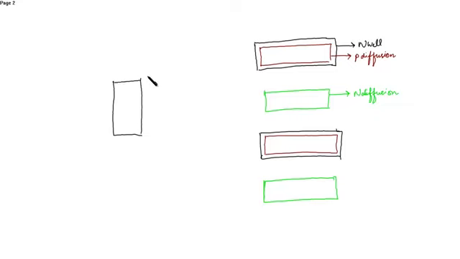Okay, this is the N well. Then P diffusion. Similarly, the N diffusion layer. Okay, so now you have to draw the source and drain. This is the source, drain and source. This is the gate. So the gate of the PMOS and NMOS are connected.